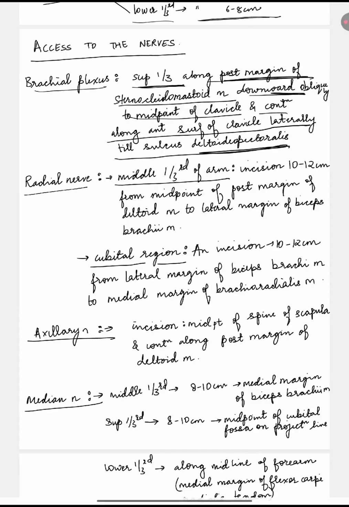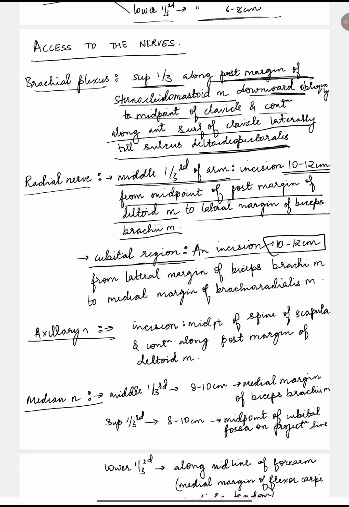Radial nerve, there are two parts, middle 1/3 of the arm and cubital region. Here we make an incision of 10 to 12 centimeter from the midpoint of the posterior margin of the deltoid muscle to the lateral margin of the biceps brachii muscle. In the cubital region, we make an incision of 10 to 12 centimeter from the lateral margin of the biceps brachii muscle to the medial margin of the brachioradialis muscle.